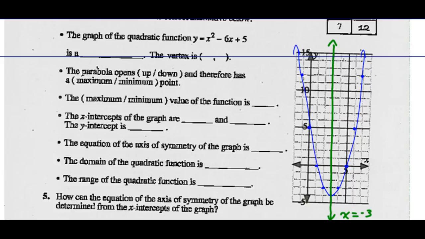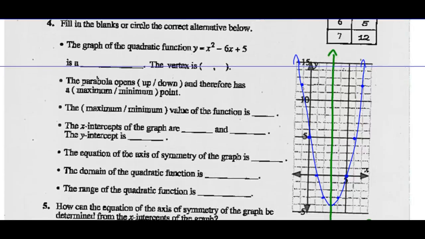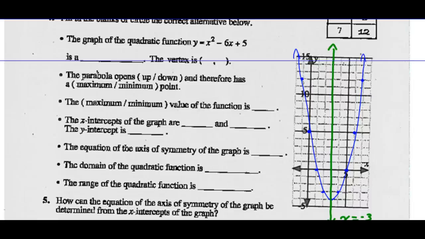Now, fill in the blanks or circle the correct alternative in all the bullets below. So the graph of the quadratic function is a parabola. It's a U-shaped curve. The vertex of this parabola occurs right here. What are the coordinates of that vertex? Well, x was 3 and y is -4. So the equation for the axis of symmetry should have been x equals 3.